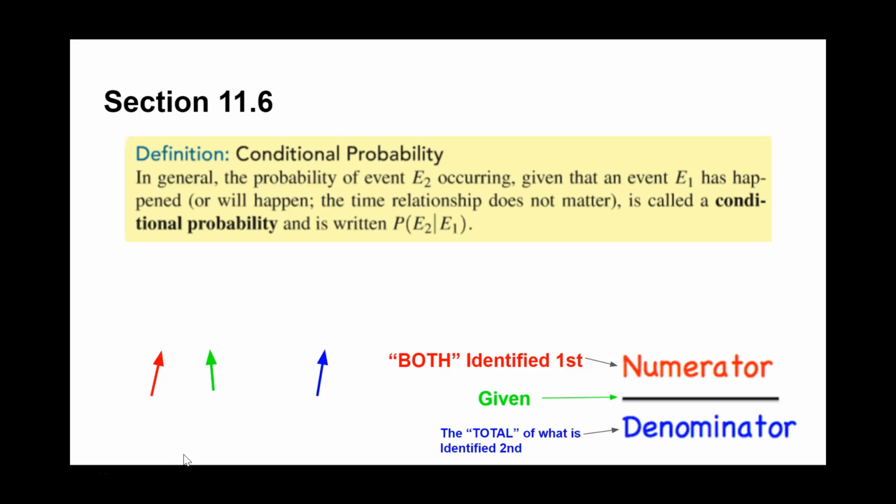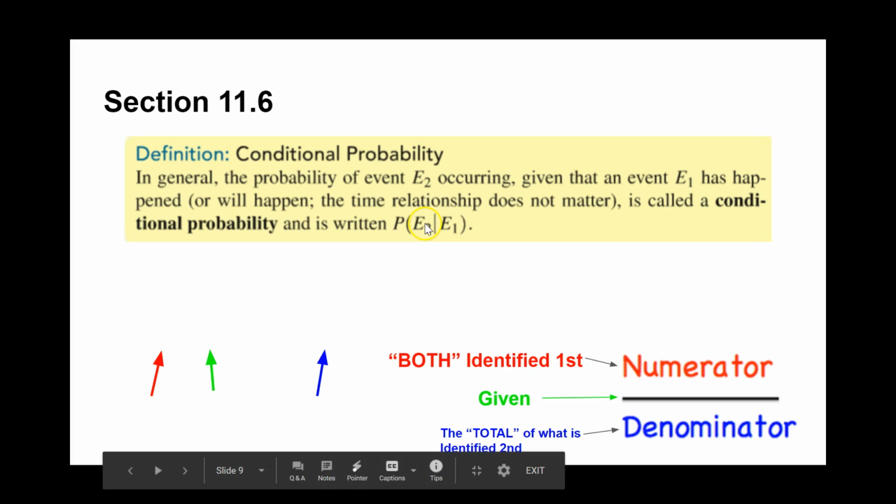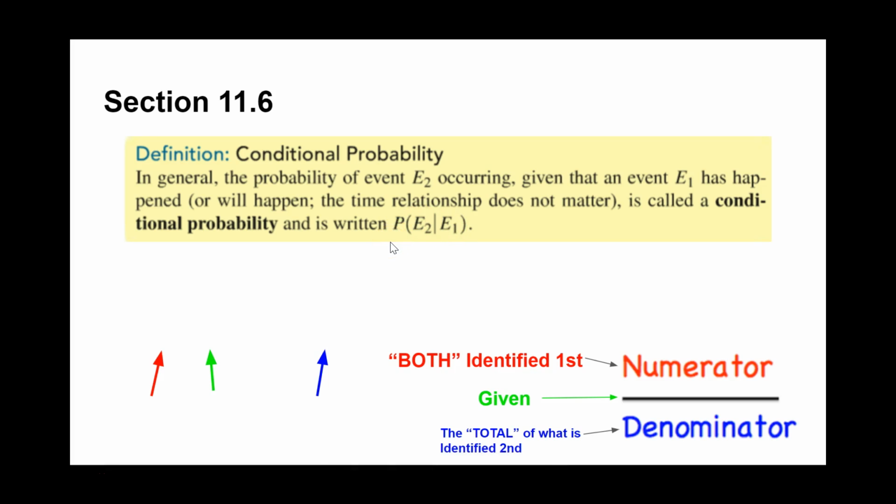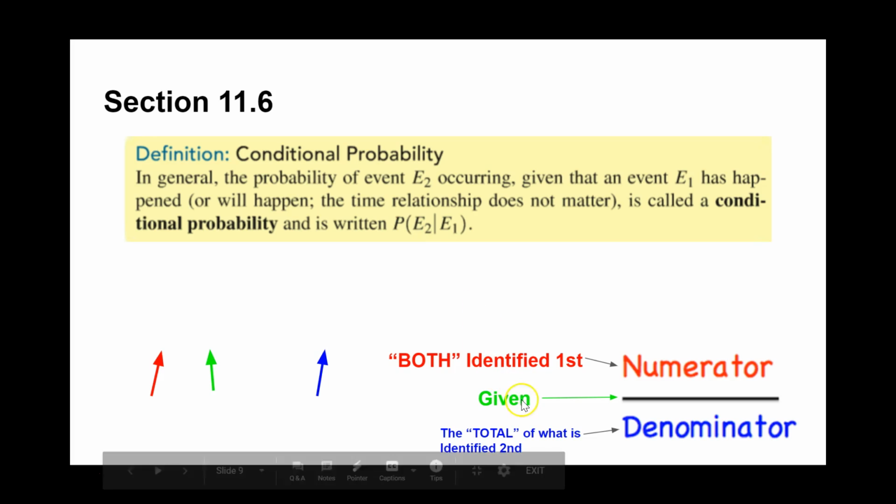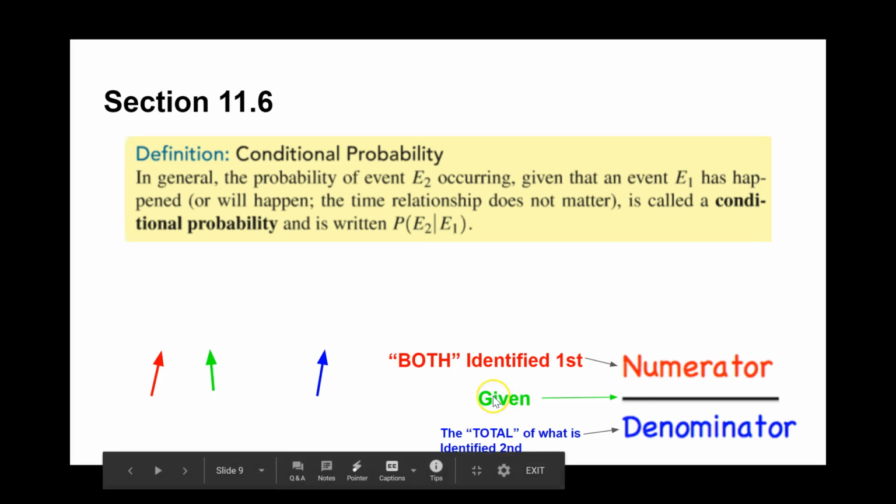In this video, we're going to be going over section 11.6, and the main topic in this one is conditional probability. With conditional probability, we're going to have two events, event number 2 and event number 1. And the key word that you want to look for in these particular problems is the word given. This given means this little divide bar as far as what our fraction looks like.